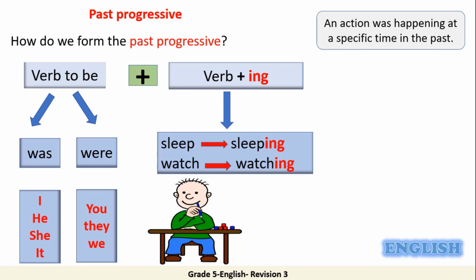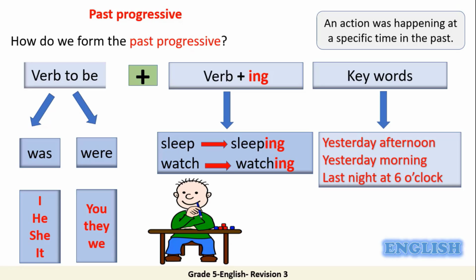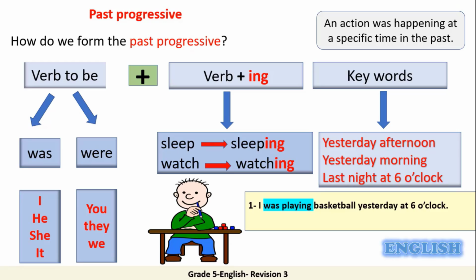The last thing is the keywords. And here we have yesterday afternoon, yesterday morning, last night at 6 o'clock. Let's have some examples. I was playing basketball yesterday at 6 o'clock. We were doing our homework yesterday afternoon.